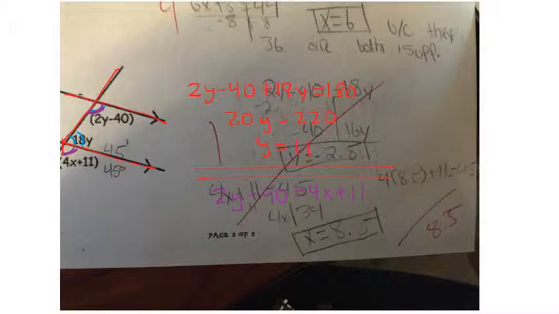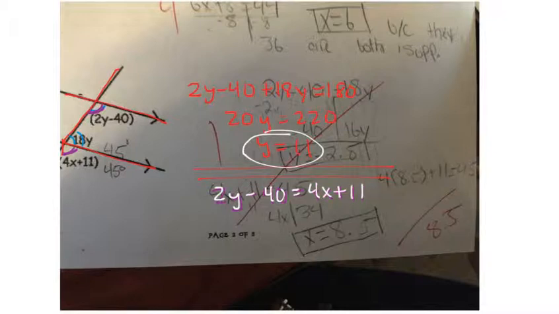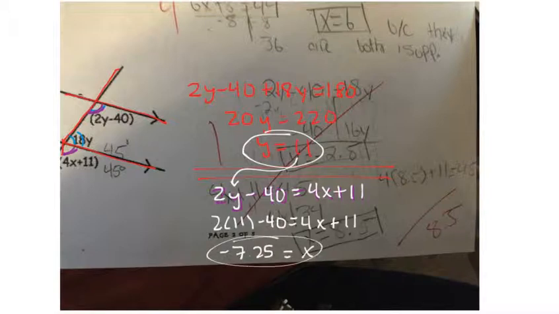So the second equation I expect to see set up would be 2y minus 40 is equal to 4x plus 11. Now, some people had this and then freaked out, didn't know what to do. I would argue that's because they forgot a basic fact: they just figured out that y is equal to 11, so they can substitute 11 for this y value. So 2 times 11 minus 40 is equal to 4x plus 11. If you solve that down, I think you get x to be equal to negative 7.25. Okay? So that is step one.